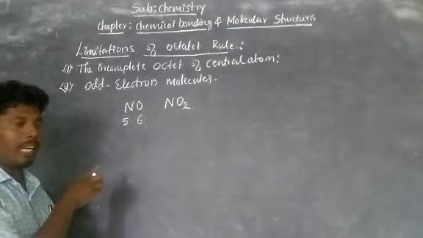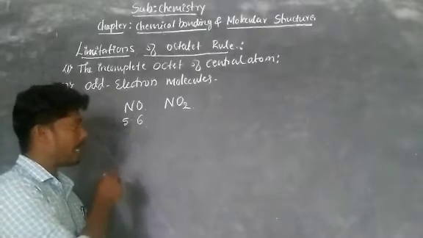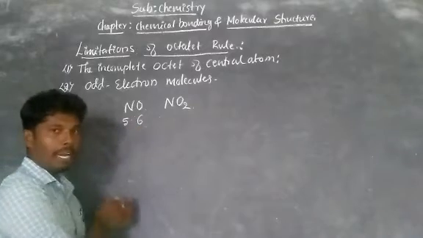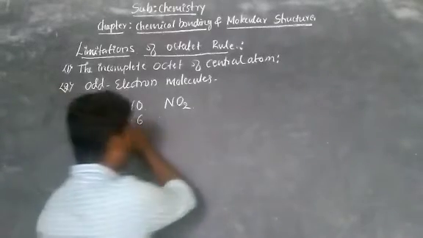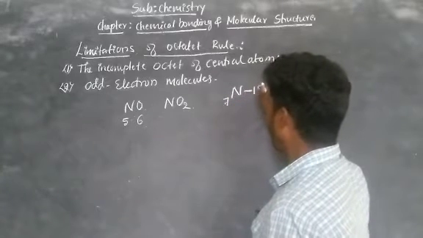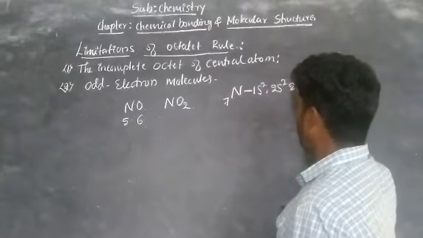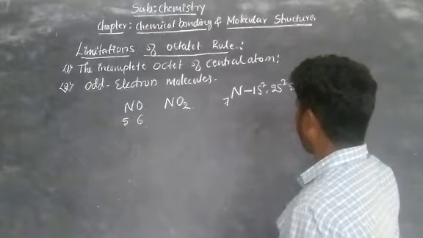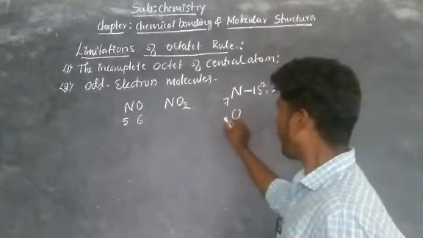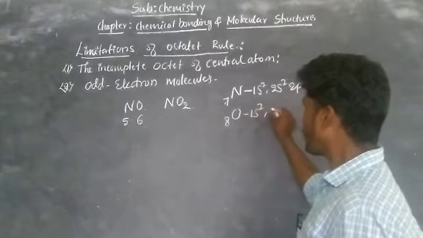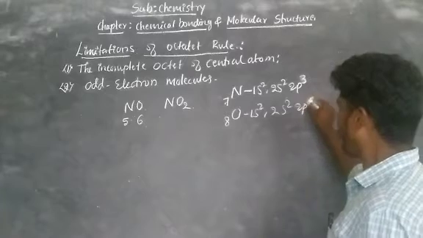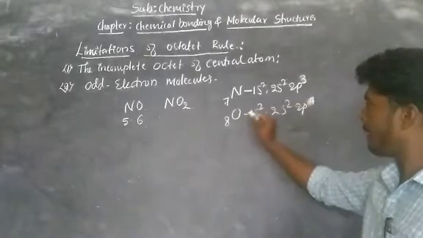No need to write the electronic configuration every time to explain here. I hope you understand. So just see, for NO I am explaining, that means nitric oxide. Here nitrogen, the atomic number is 7. Then the electronic configuration is 1s2, 2s2 and 2p3. That is 3 plus 2, 5 plus 2, 7. Similarly, take oxygen, the atomic number is 8, the electronic configuration is 1s2, 2s2 and 2p4, that is 4 plus 2, 6 plus 2, 8.